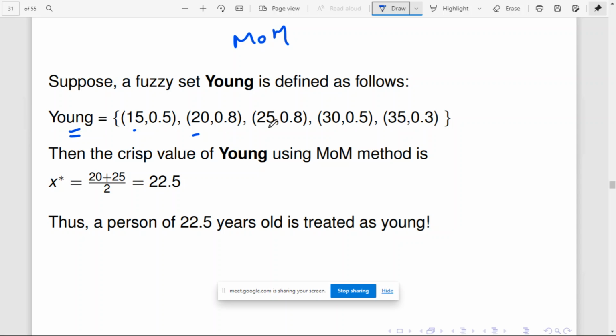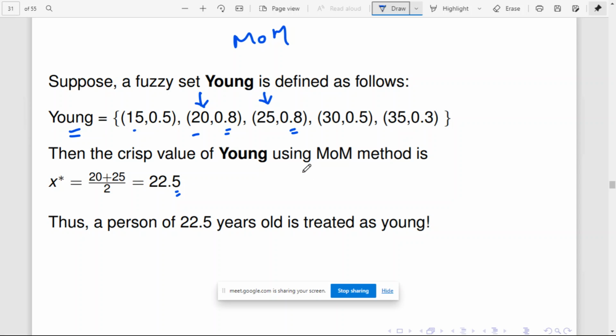So here the maximum membership value is 0.8, and we are getting 0.8 for two values of x. These are 20 and 25. So we have to take the average of this. So x star is equal to (20 + 25)/2, which is 22.5. So 22.5 is the crisp value when you use the mean of maxima method.